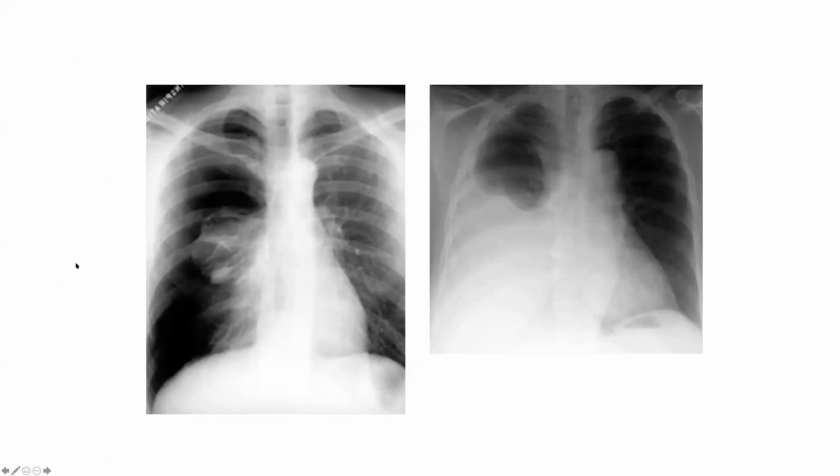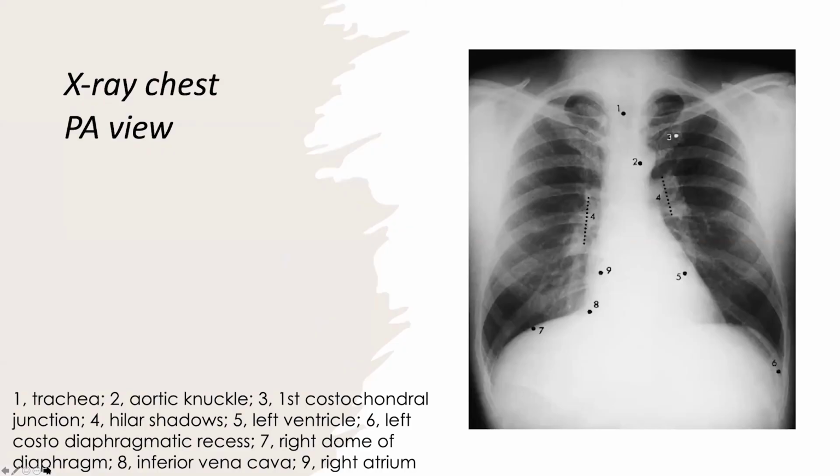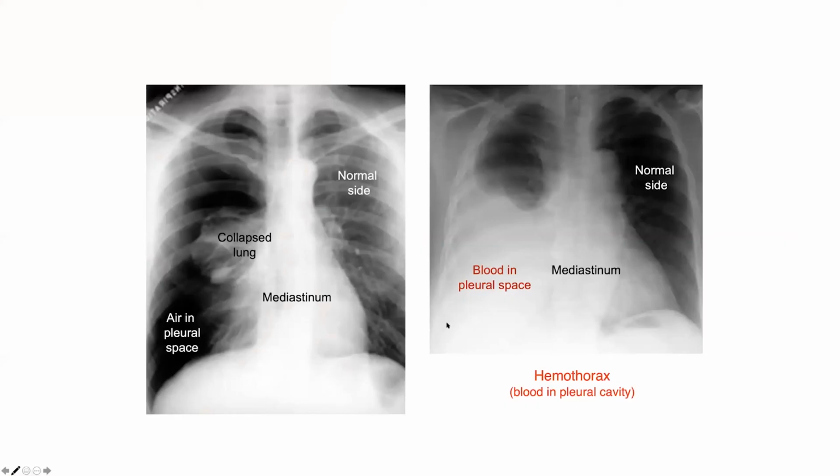Now there is another task. What do you see here? So we can see here the normal side, the mediastinum, and the collapsed lung. We talked about this X-ray before. I just bring it here for your quick understanding. I'm sure everybody is good. And if you're not good, please look into these things. These are important and we love to ask these things.